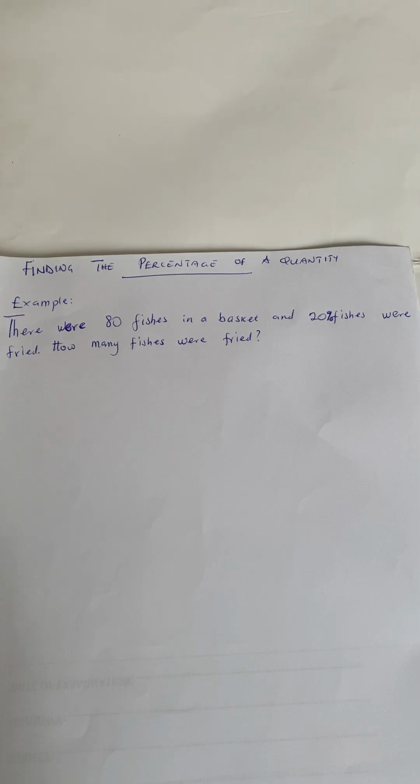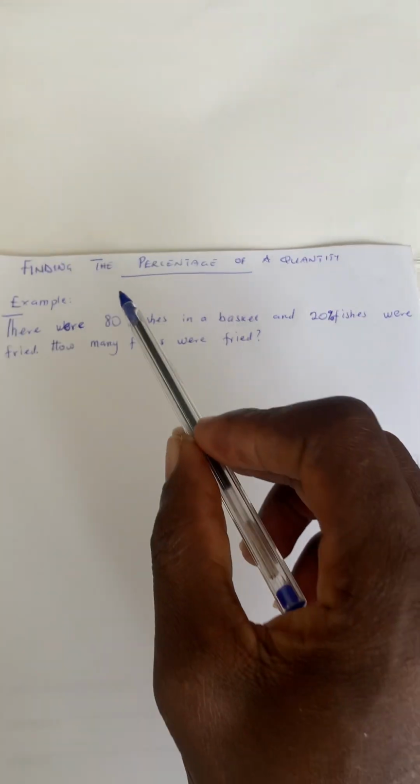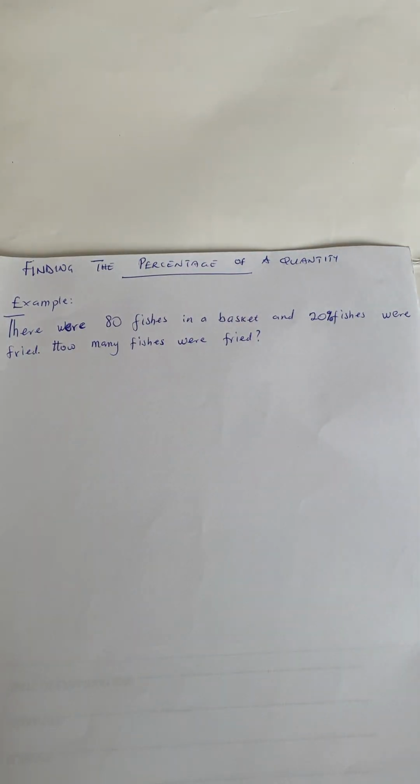It reads, there were 80 fishes in a basket and 20% fishes were fried. How many fishes were fried? So with this question, you can see that there were a total of 80 fishes in the basket, and a percentage of it, that is 20% of the fishes, were fried. So what is the actual number of fishes that were fried? That is our task for today. So we are going to look at the number of fishes that were fried.